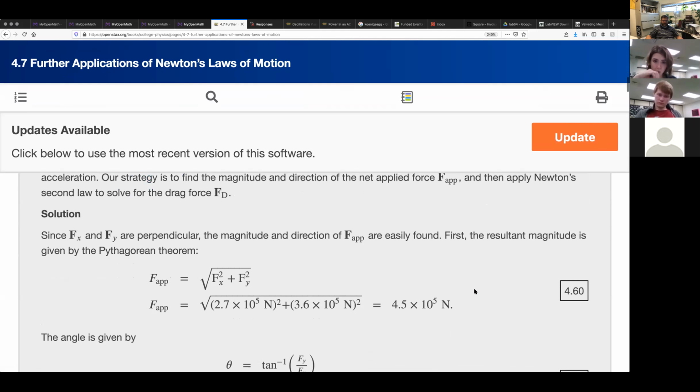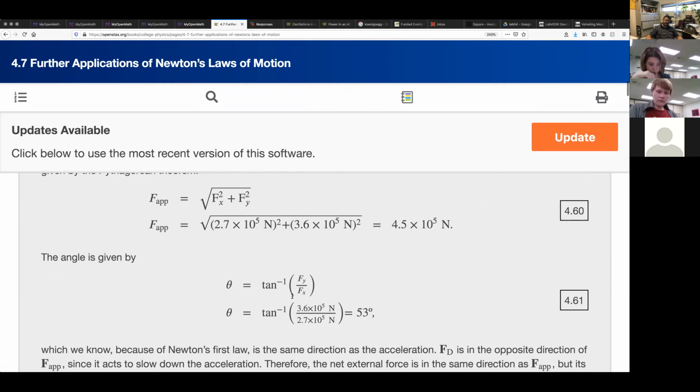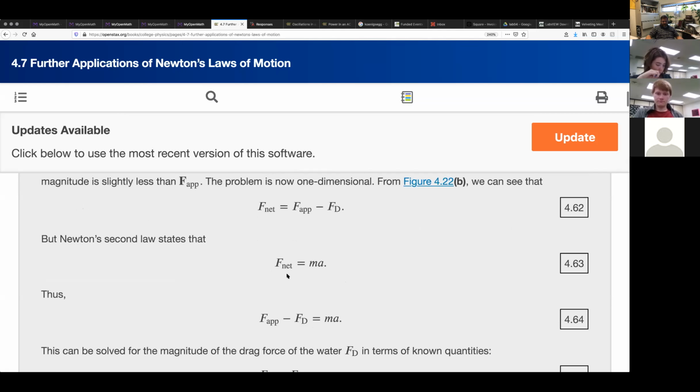And they do all of the math down here. There's their Pythagorean theorem. Here's their finding the angle, and then their net force. And then once they found their net force by taking that total applied force minus the drag force, then they set that net force equal to mass times acceleration. Again, we're solving Newton's second law again here.